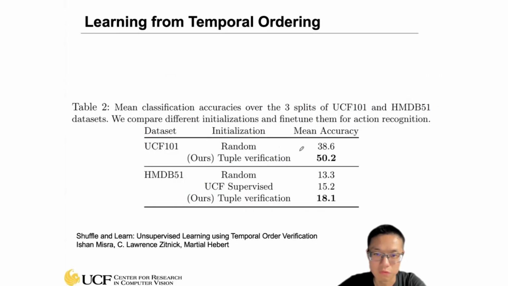And this is their performance. They compare this tuple verification approach, a self-supervised learning approach to learn the representation, on action recognition datasets. UCF101 and HMDB are action recognition datasets. Compared to a randomly initialized network, they are able to perform better.